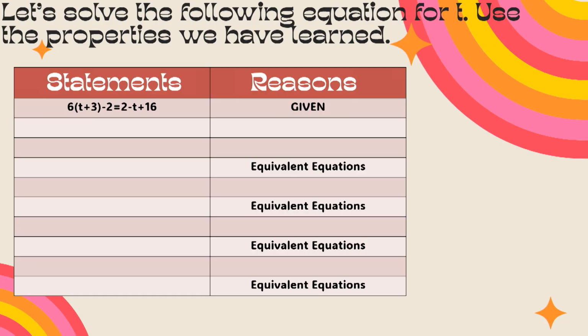So here we go. Let's solve the following equation for t. Use the properties that we have learned. We have 6 times t plus 3, minus 2, equals 2 minus t plus 16. The first thing I need to do is get everything together and make it pretty. So, as we've learned, we distribute. So we have 6t plus 18 minus 2 equals 2. Let's put all the numbers together since that will be easier for us to use. Minus t. And since I moved some things around, I can say that I used the commutative property.